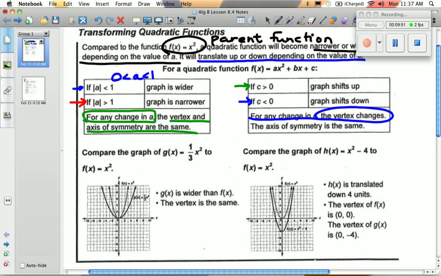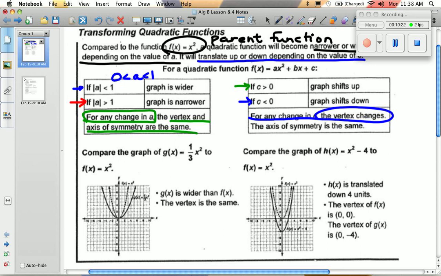And my question is, for a positive, if you have a positive and it moves up, does it mean you leave our parent function below it? Yes. But notice if the vertex changes, remember, all we're doing is moving the vertex up or moving it down. So the axis of symmetry is still the y-axis. We didn't change the axis of symmetry. The only thing we're changing is the vertex by moving it up or down.